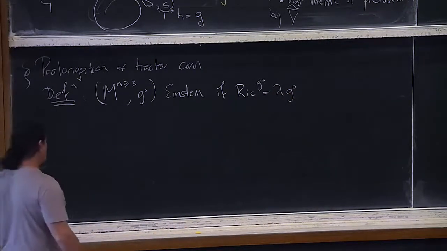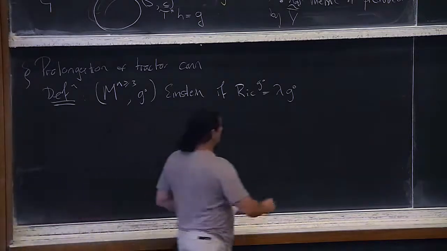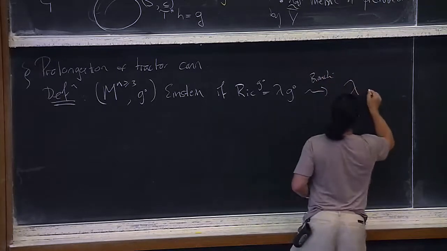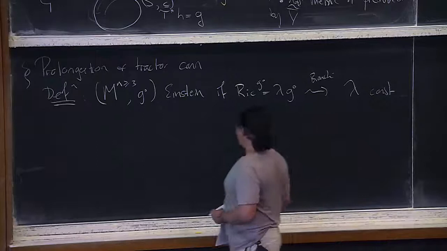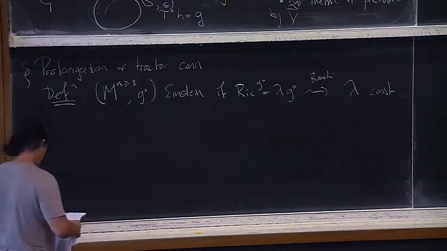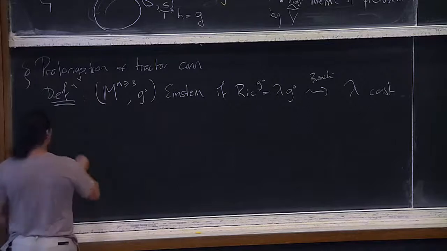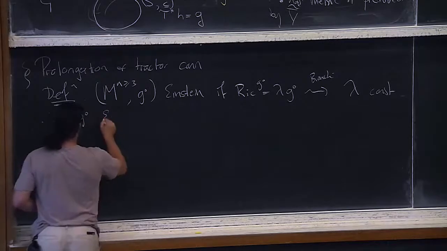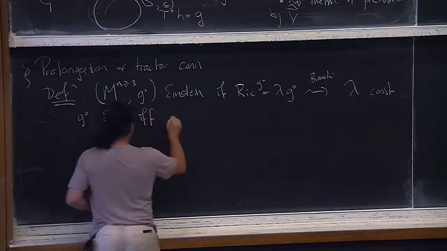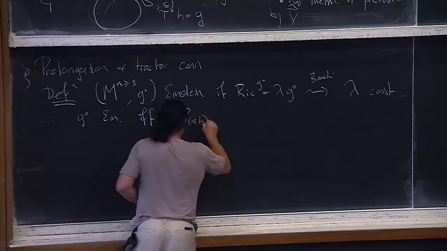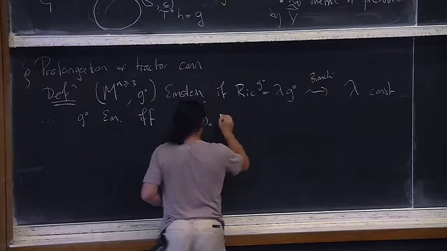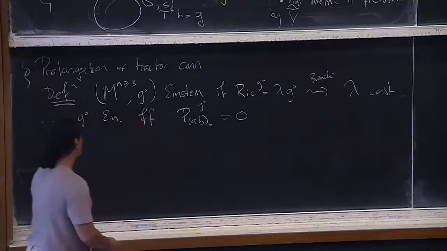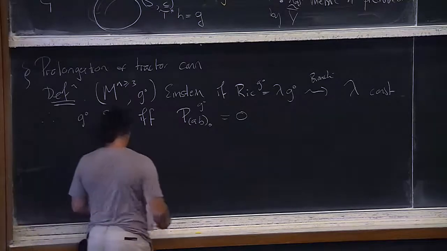Okay, so that's what in these lectures Einstein will mean. Well, as everyone here knows, Bianchi implies that lambda is constant. We could have allowed it to be a function, it'll end up being constant anyway. So what this means then is g naught is Einstein if and only if the trace-free part of the Schouten tensor for that metric is 0. Because remember, the Schouten tensor is just a trace adjustment of Ricci. So this is just the same statement. There's no extra content here.